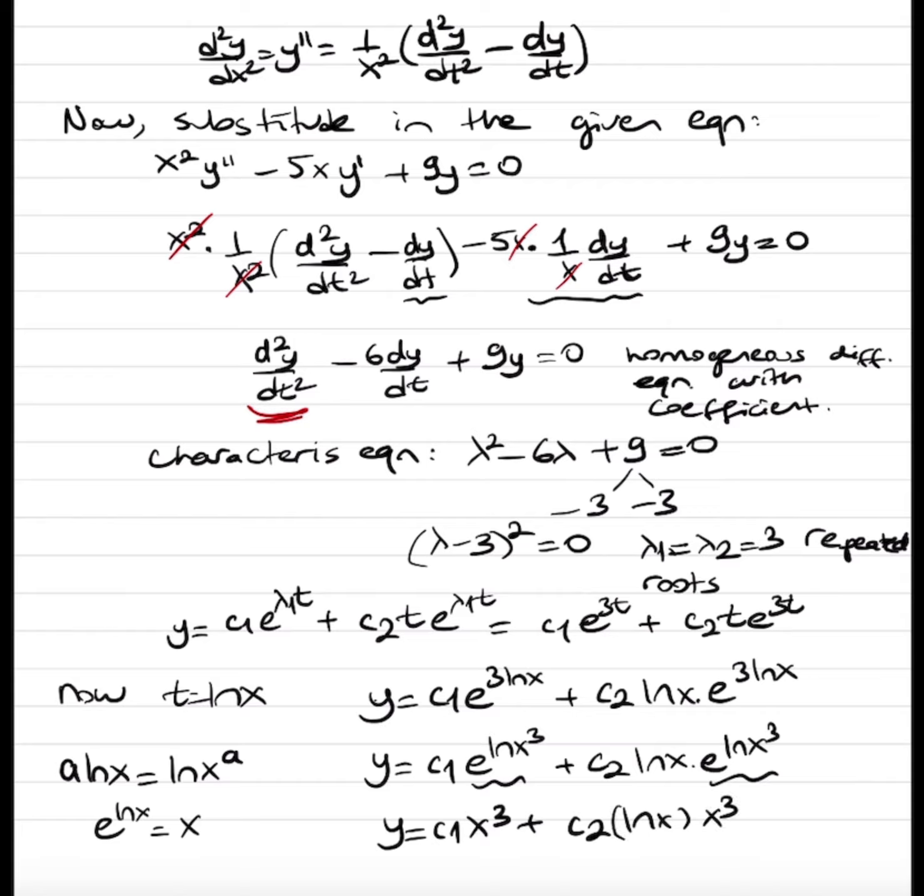So this is the solution of the given Cauchy-Euler differential equation. Okay, do not forget to substitute t is equal to ln x back.